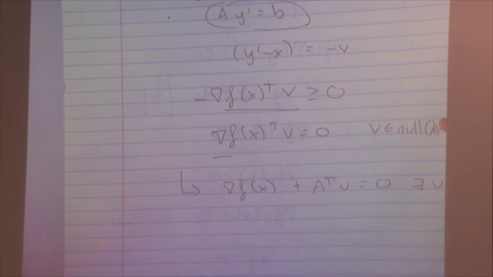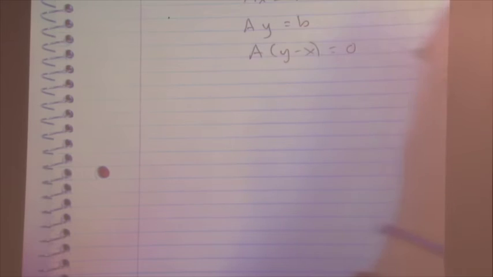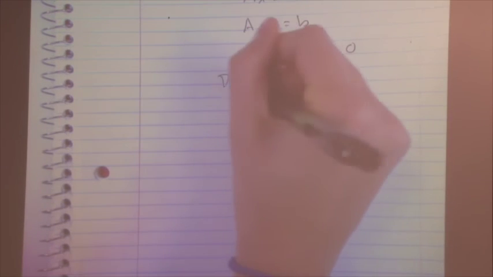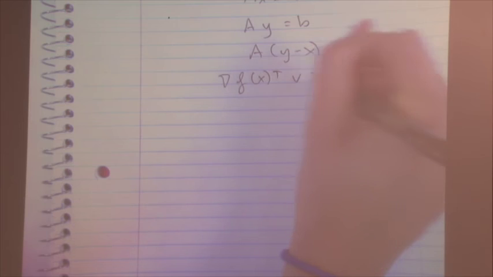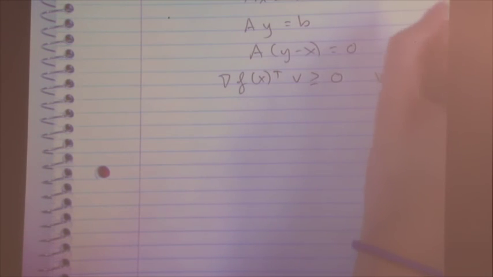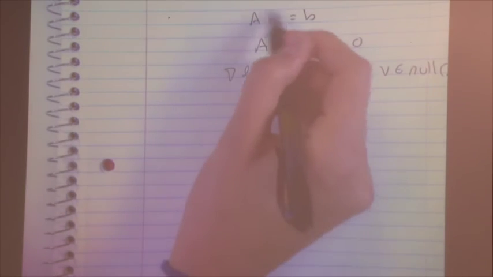Okay, did people follow that, or was that a little too fast? Too fast? Okay, cool. So let's try it a little bit slowly. We have Ax equal to b satisfied, and then for some y, necessarily this is satisfied. So we know that y minus x is in the null space of A. So this dot product is going to be greater than or equal to 0 for every v in the null space of A.